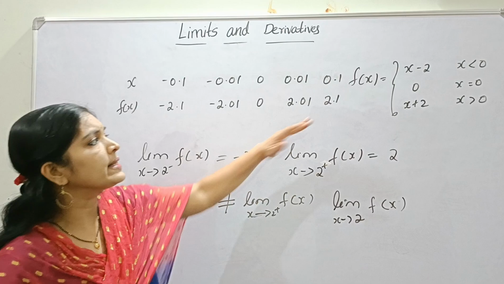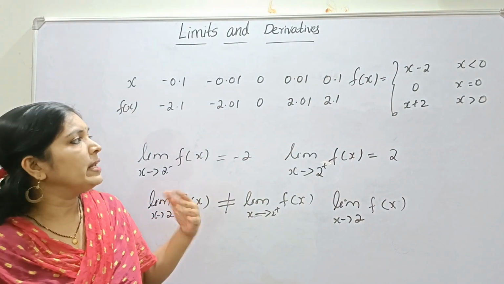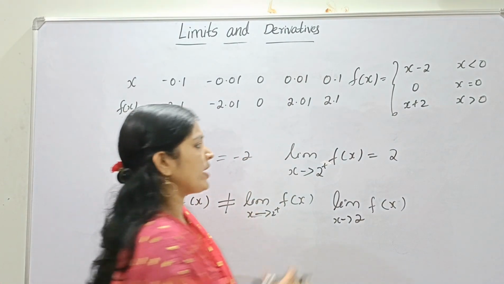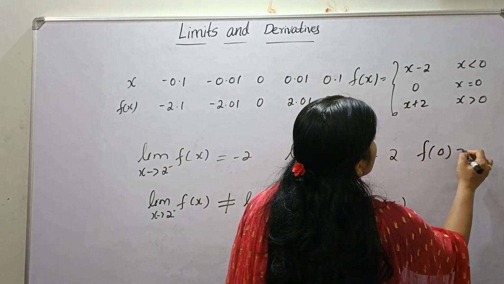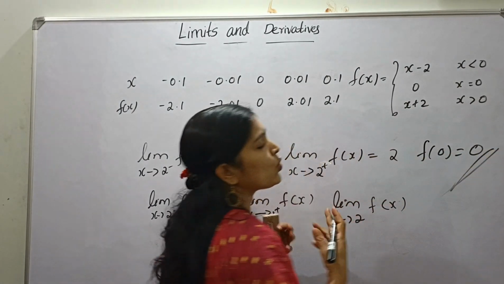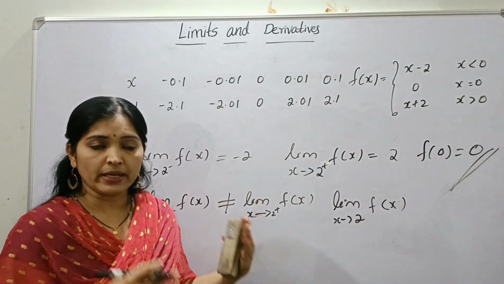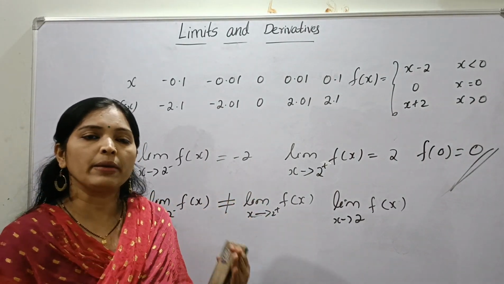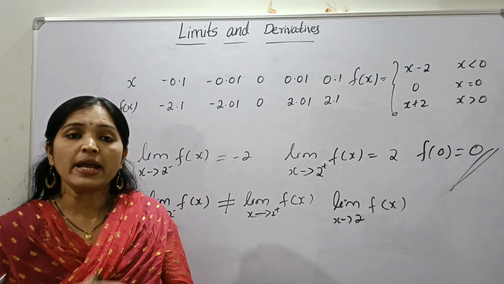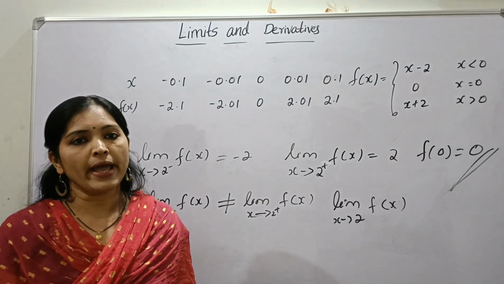So in this function, we say the limit as x tends to 0. See here, what is f of 0? f of 0 is nothing but 0, right? It is also different. So we can say the limit of the function at x equal to 0 does not exist.